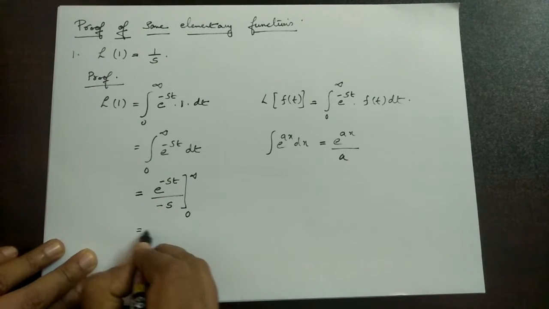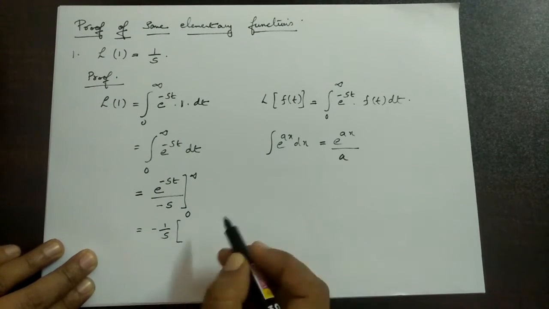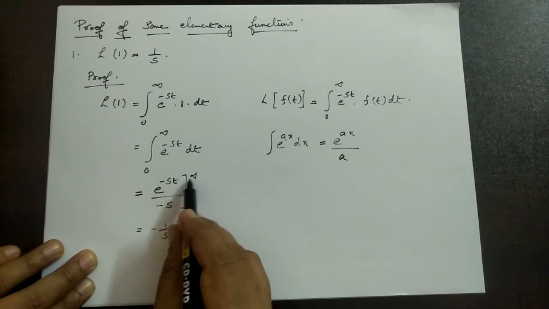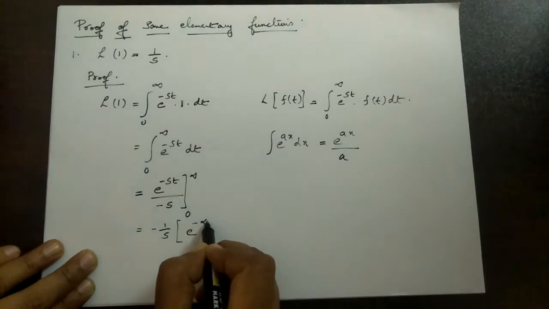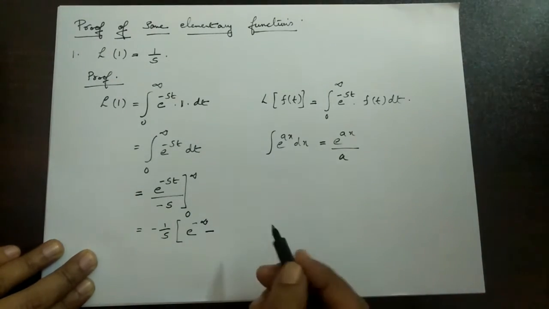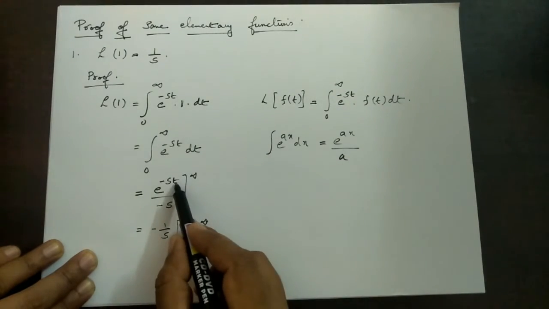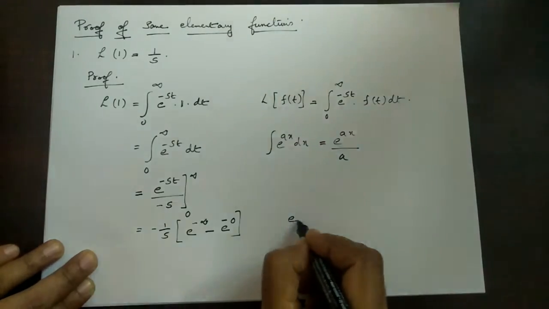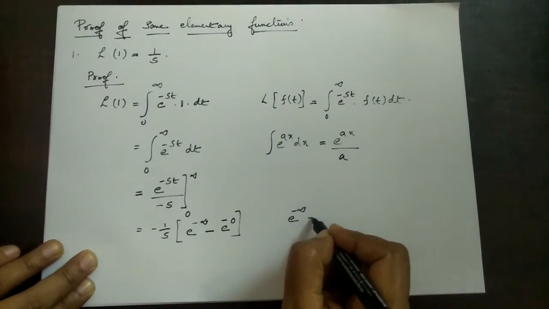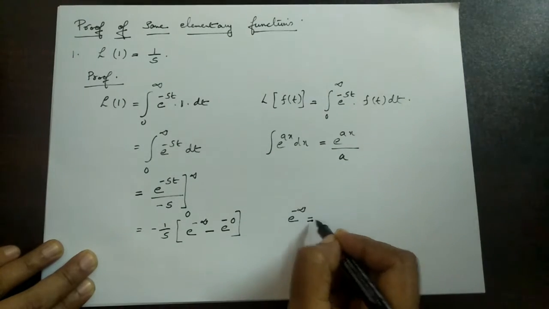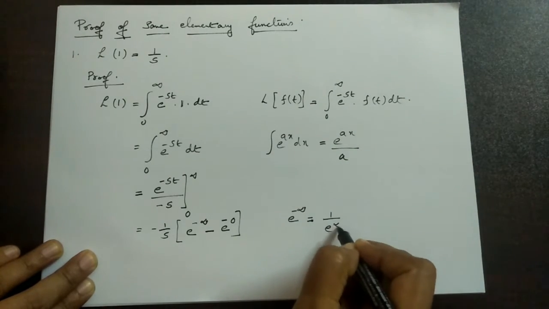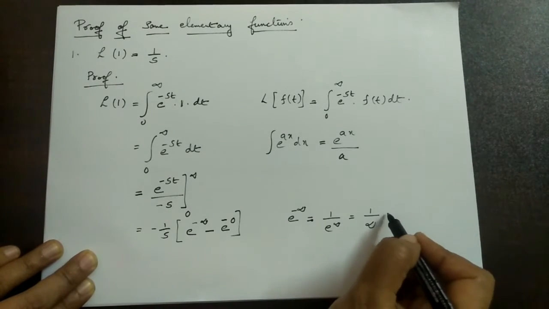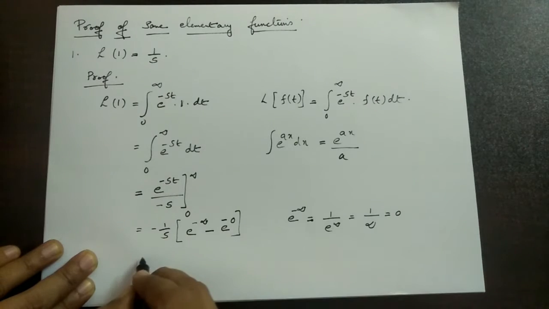We know that minus 1 by s is a constant. Now applying the limit to t only. This e raised to minus s into infinity is e raised to minus infinity. Then minus, then applying the lower limit we get e raised to minus 0. Okay, then what is e raised to minus infinity? E raised to minus infinity is 1 by e raised to infinity, and e raised to infinity is infinity, therefore 1 by infinity tends to 0, or becomes equal to 0.